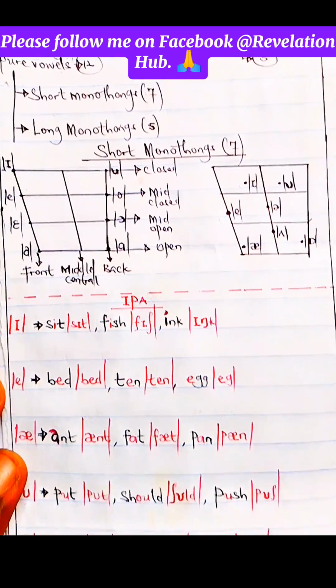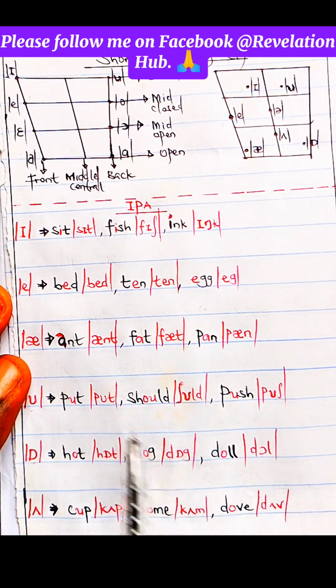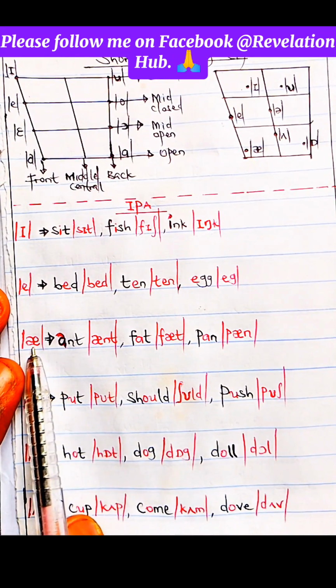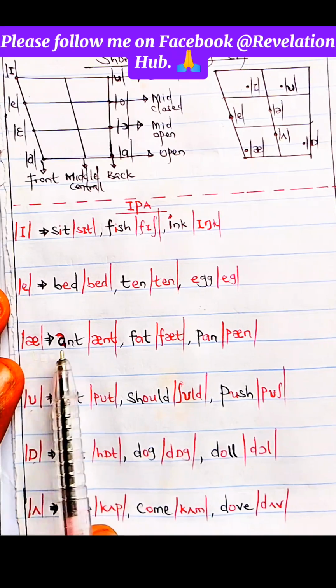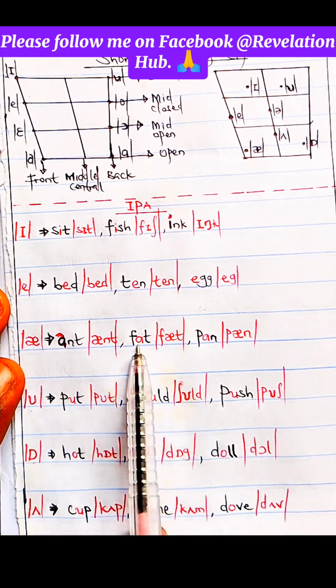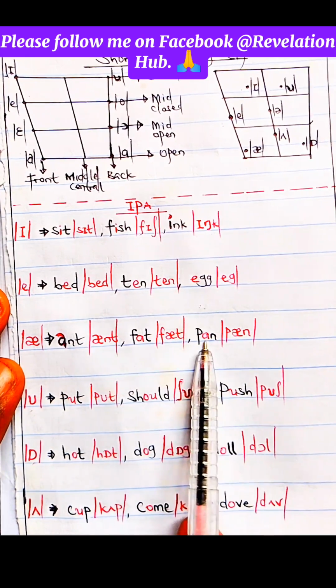So the next thing we're going to be looking at right now is the short A sound, as in ant, as in fat, as in pan.